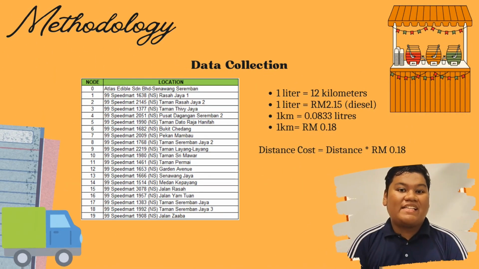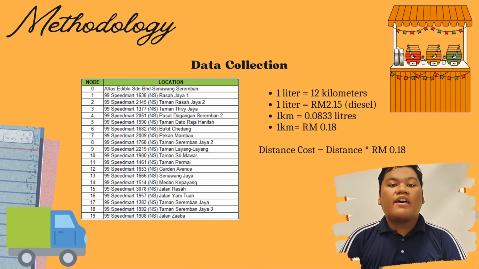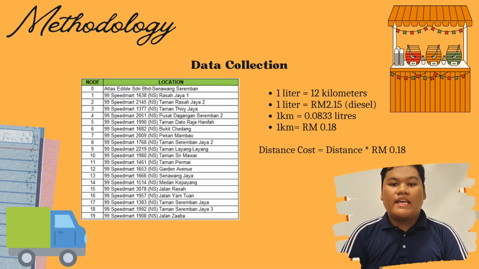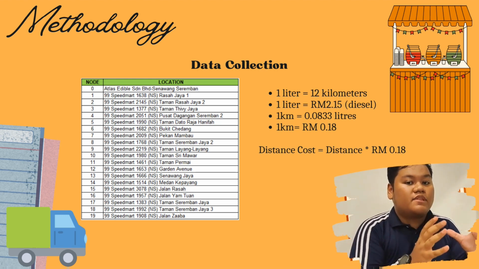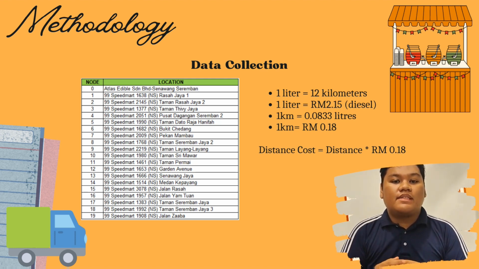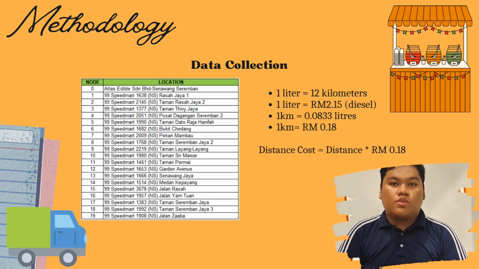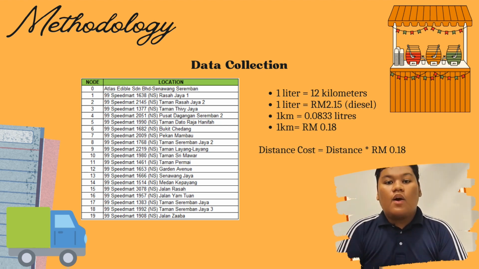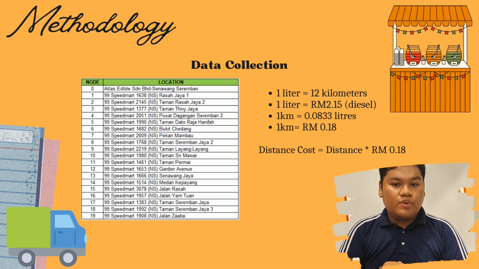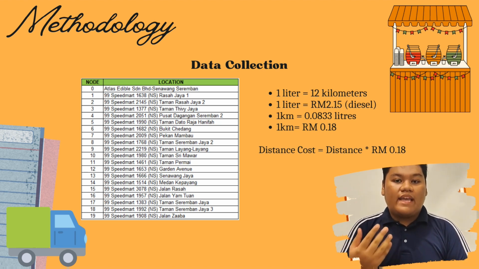Data collection. Based on observation at Atlas Edible Ice Syndrome factory in Seremban, there are at least 5 ice trucks. Each truck uses diesel fuel to move and deliver ice to a specific dock. Information on the price of diesel and how far it can be used is listed below. 1 liter equals 12 kilometers, equals 2 ringgit and 15 cents for diesel. 1 kilometer equals 0.0833 liters, equals 0.18 ringgit.